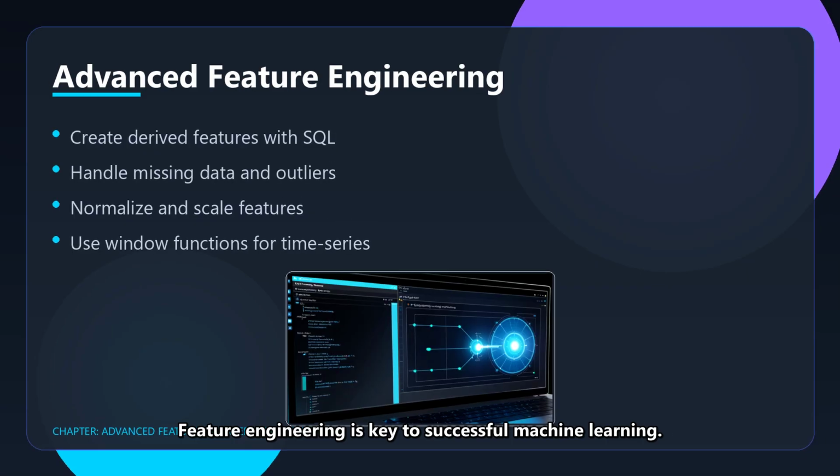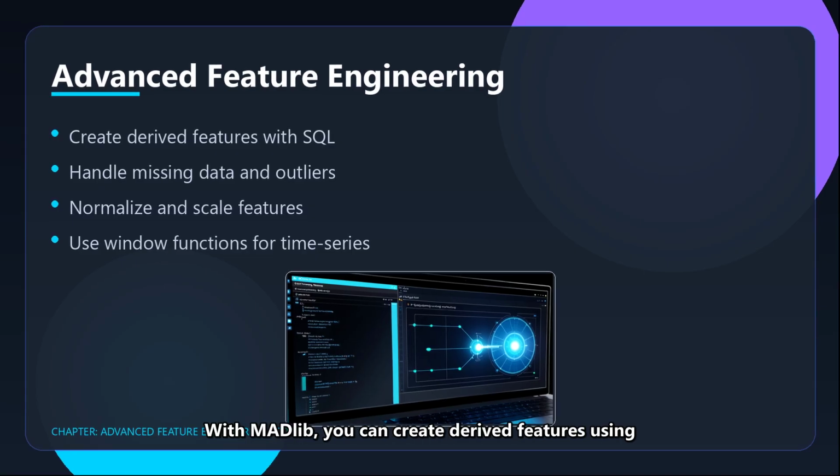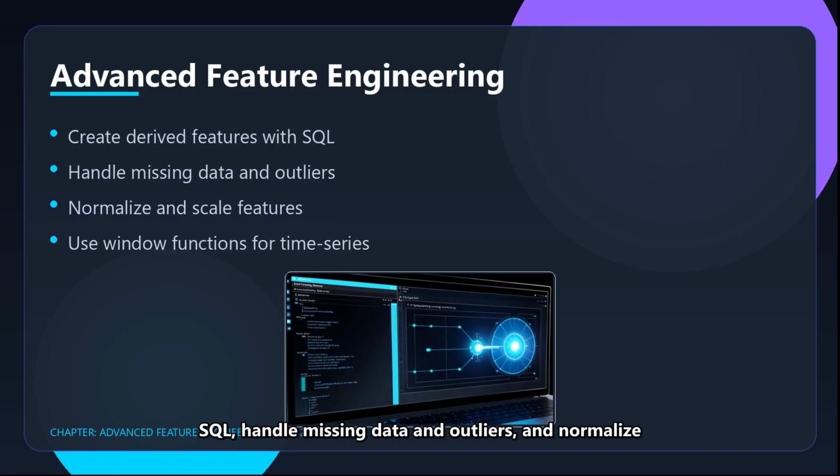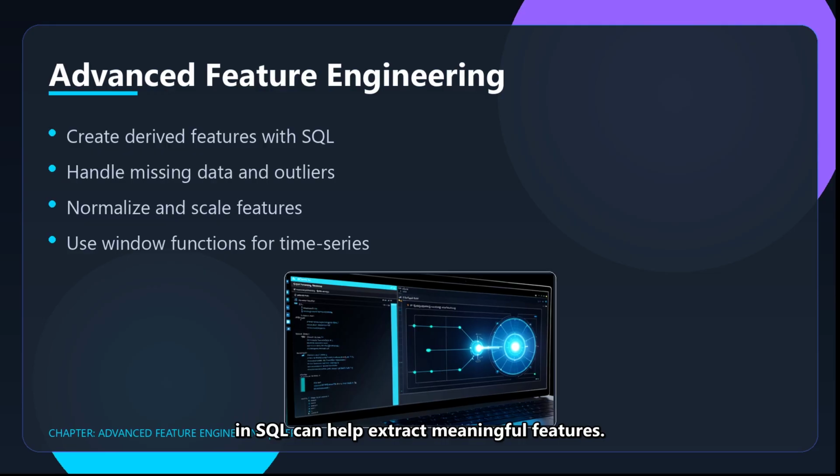Feature engineering is key to successful machine learning. With MADlib, you can create derived features using SQL, handle missing data and outliers, and normalize or scale features. For time series data, window functions in SQL can help extract meaningful features.